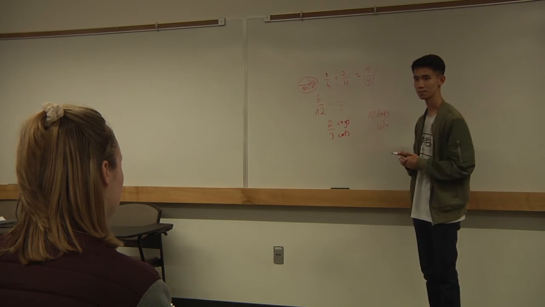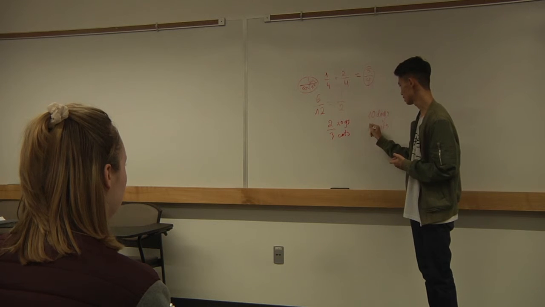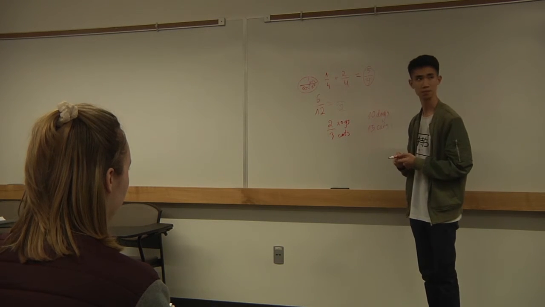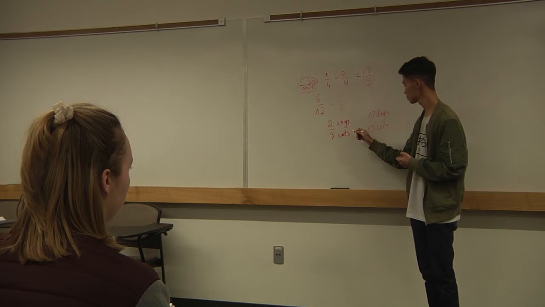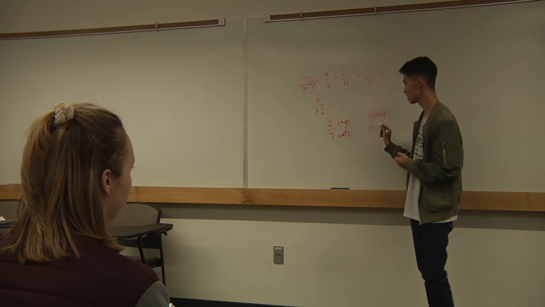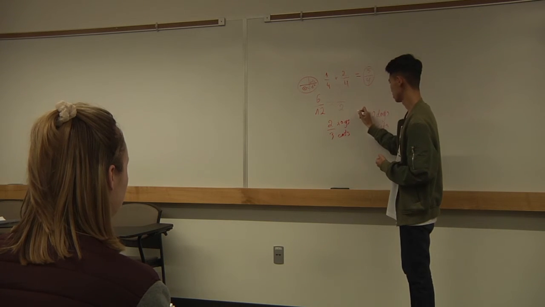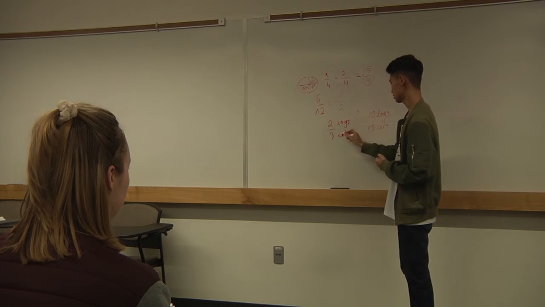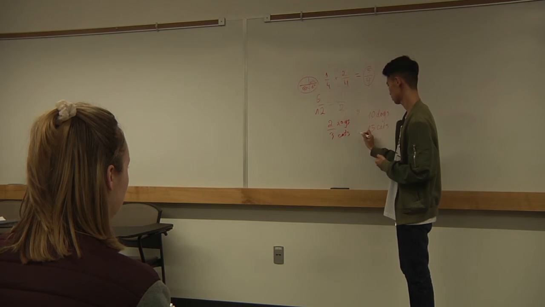Can you solve this? 15 cats. 15? Yeah, and how did you come up with that? I divided 10 by 2 and then multiplied 3 by 5. Gotcha. So 10 divided by 2 is 5, and yeah, same thing, 15 divided by 3 is 5.